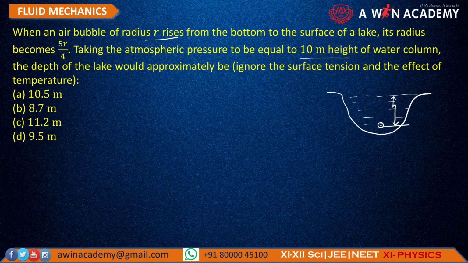And its radius is r. R1 is what? When it comes upward to the surface, its radius R2 becomes 5 by 4 r. So what is the height of this lake? Height is asked. Another piece of data is also given: the 10-meter height of water column is equal to the atmospheric pressure.